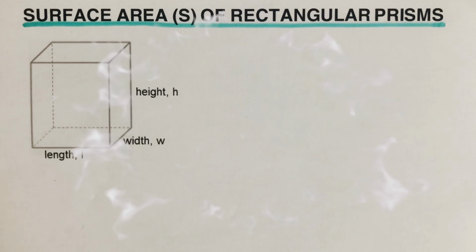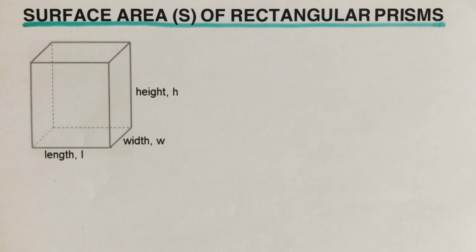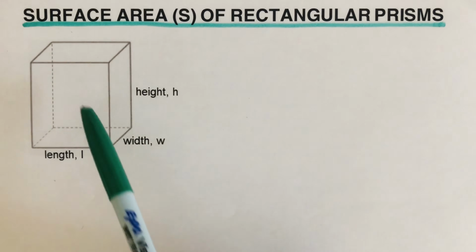Everyone, in this video we are going to determine the formula for surface area, represented as letter S, of rectangular prisms. So what is an example of a rectangular prism? A box is an example of a rectangular prism. So we have here a picture.